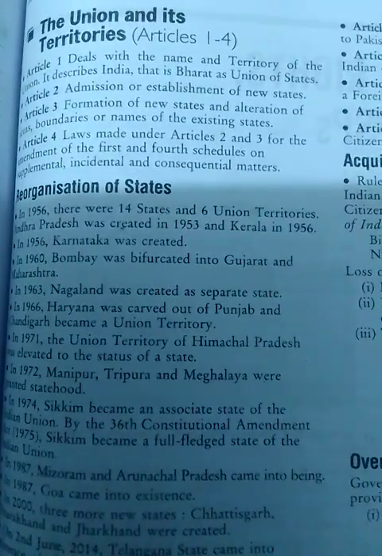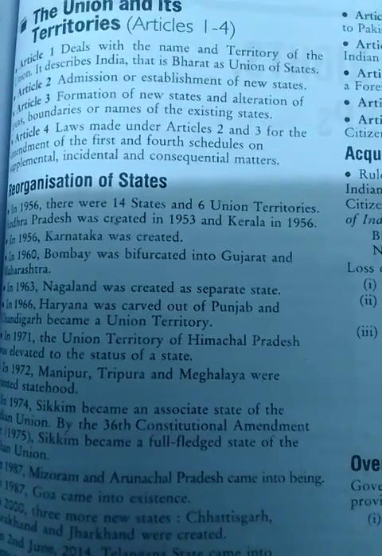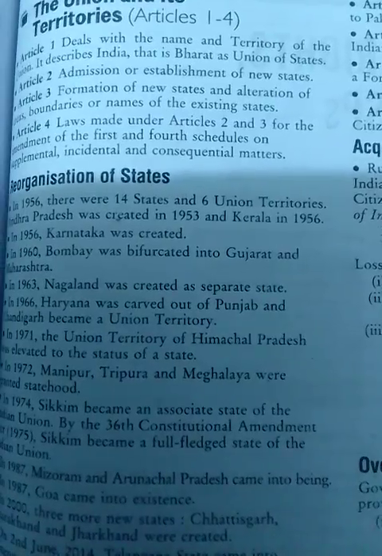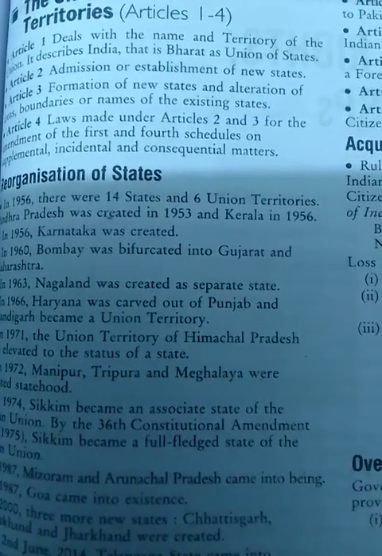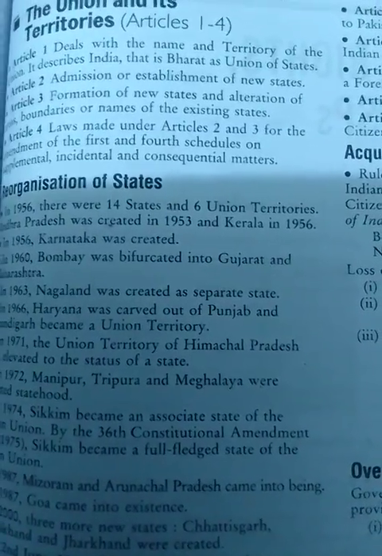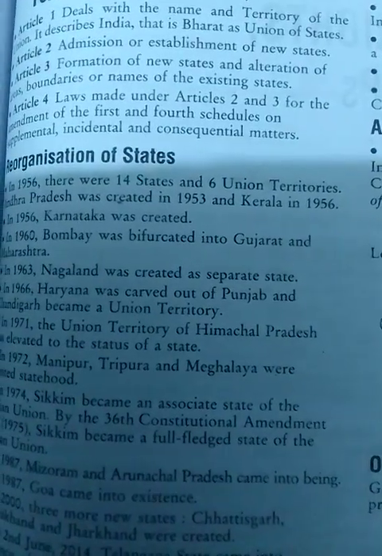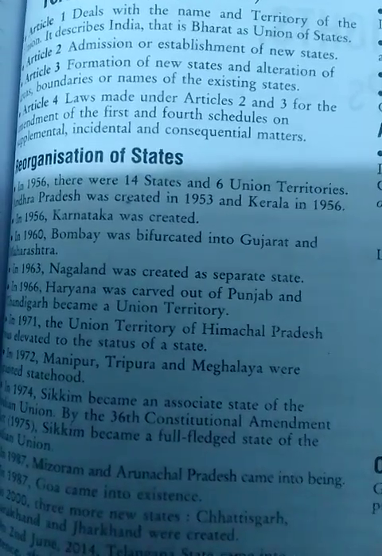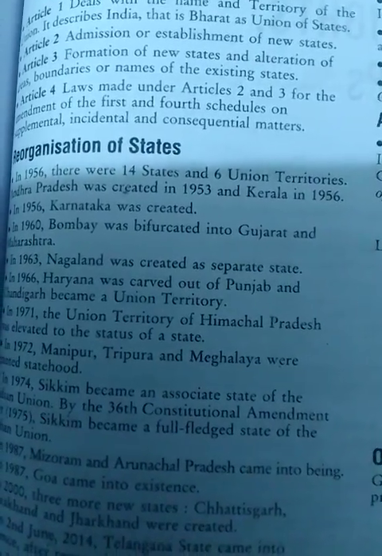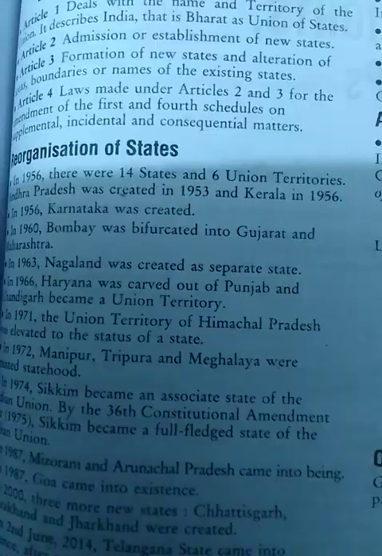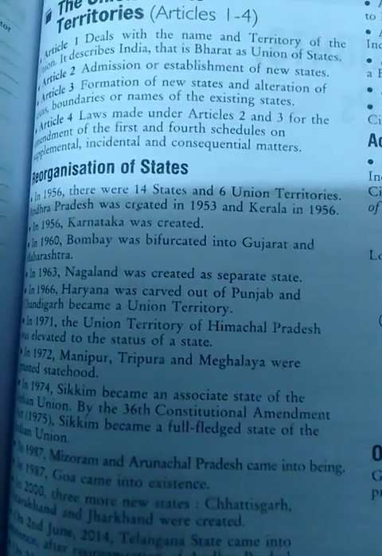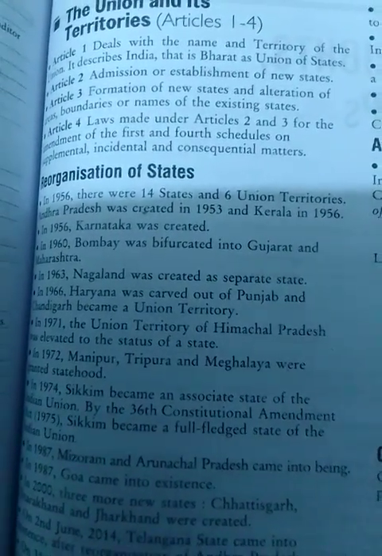Article 1: Name and territory of the Union. It describes India, that is Bharat, as a Union of states. Article 2: Admission or establishment of new states. Article 3: Formation of new states and alteration of areas, boundaries or names of existing states.